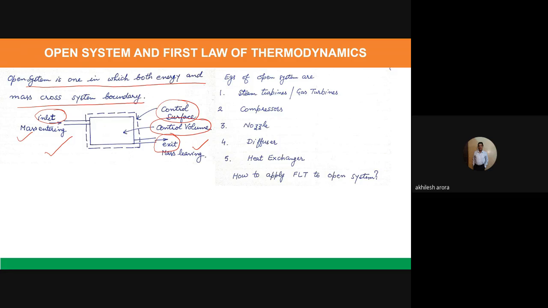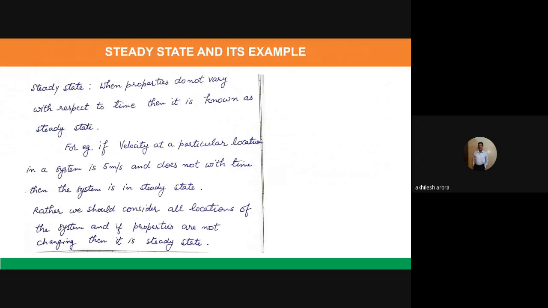Now we should know what the various examples of an open system are. The examples of open systems are steam turbines or gas turbines, compressors, nozzles, diffusers, and heat exchangers. So the question is how to apply the first law of thermodynamics to an open system. Before we talk about the open system, we should know what steady state is, and let me give you its example also.